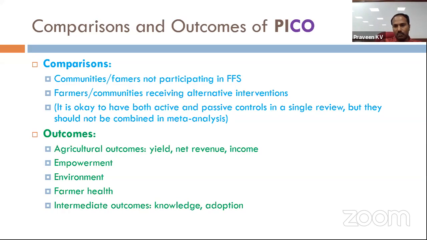So comparison, the C in the PICO, is the counterfactual, like farmers in the same area who are not adopting the technology. Okay, outcomes: the outcome is the thing that we are going to measure. It may be yield, revenue, income, or any other thing like environmental effects, or the health of the farmer, depending on our target.